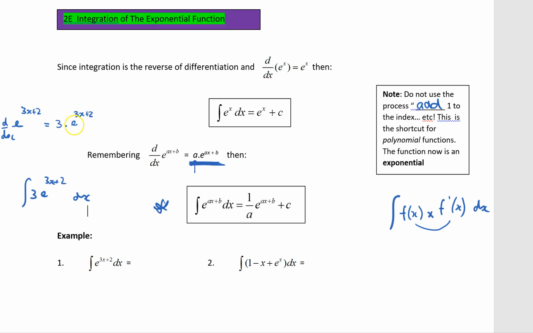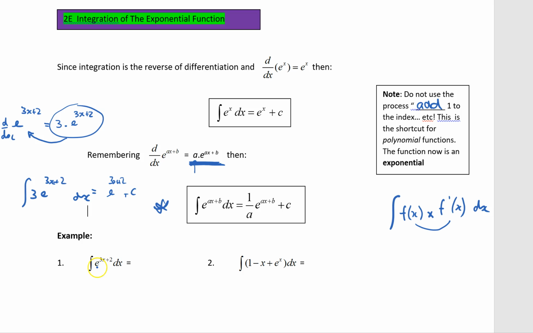I would ideally like to integrate that whole thing because it would simply take me back to e to the 3x plus 2. However, the integral of 3e to the 3x plus 2 would be nicely e to the 3x plus 2 plus a constant. However, that's not what they gave me. There is no evidence of the 3 here.